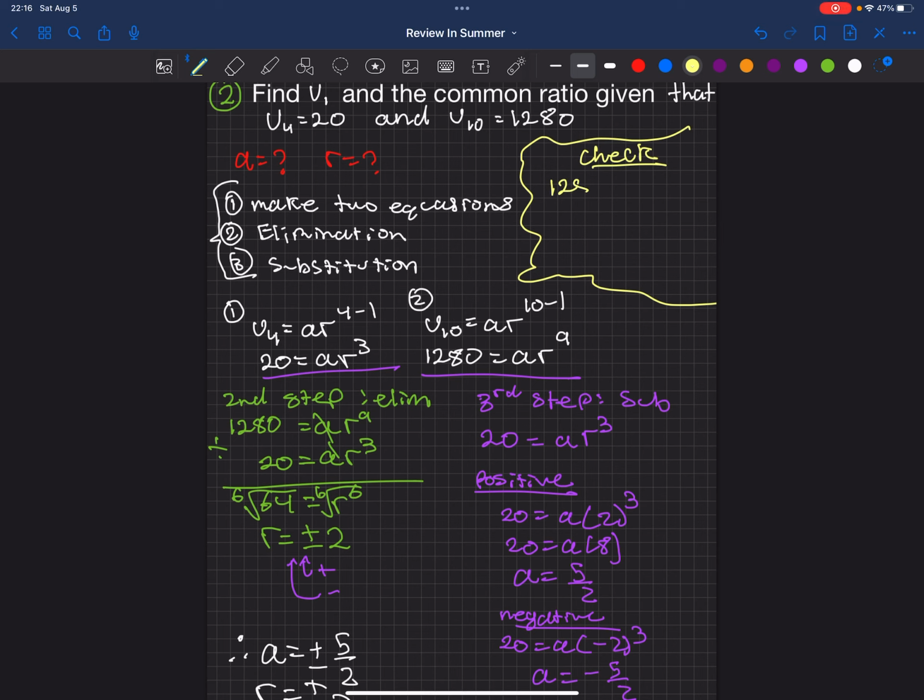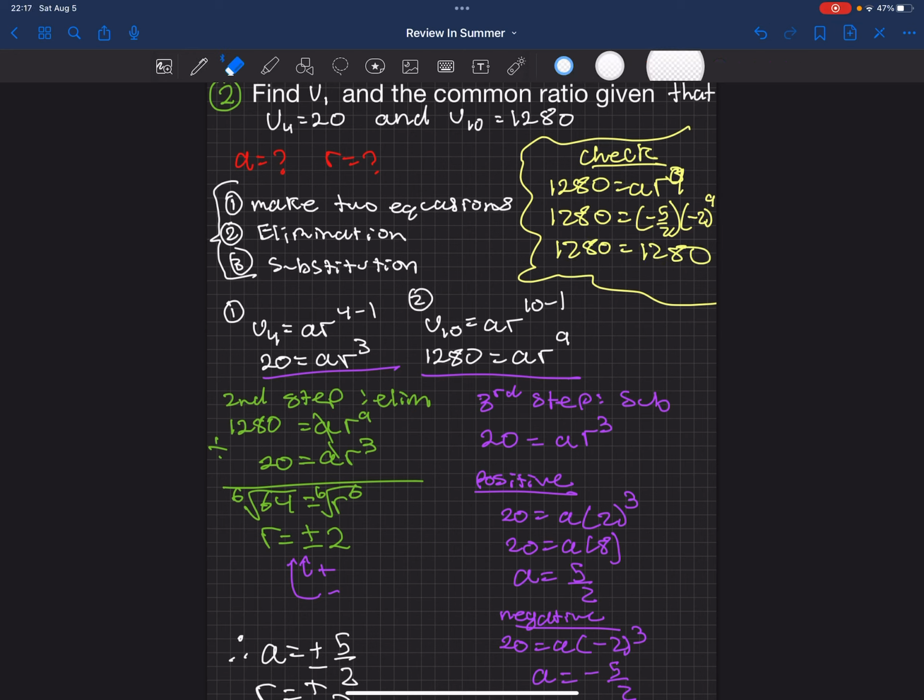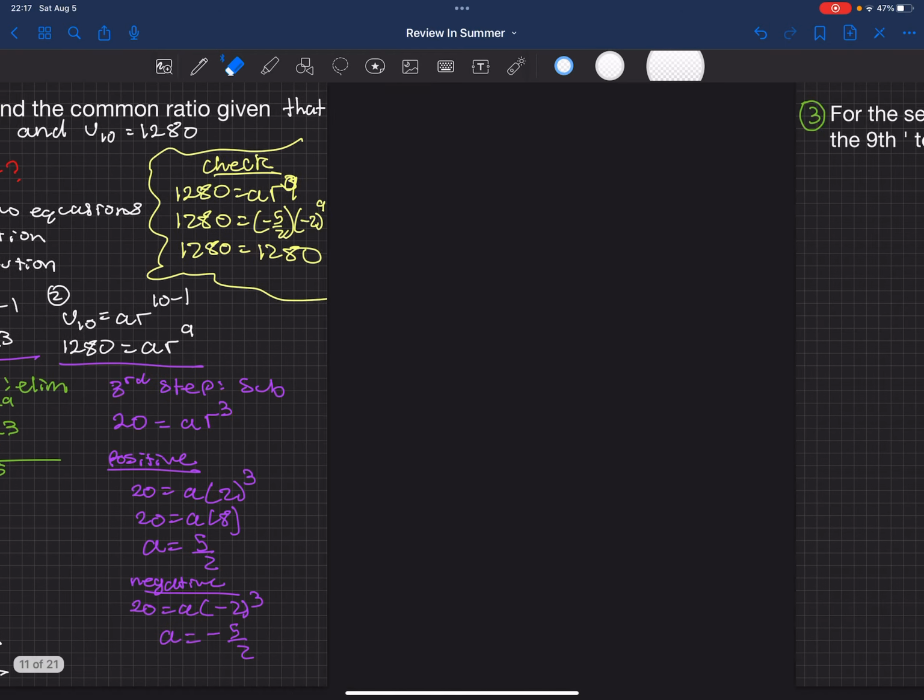So 1,280 equal to a times r to the power of 9. So 1,280 is equal to negative 5 over 2, and then we have negative 2 to the power of 9. Okay, so negative 2 to the power of 9 is equal to negative 512, times negative 5 divided by 2, and that equals positive 1,280. So both are correct, and you can move on to the next question.